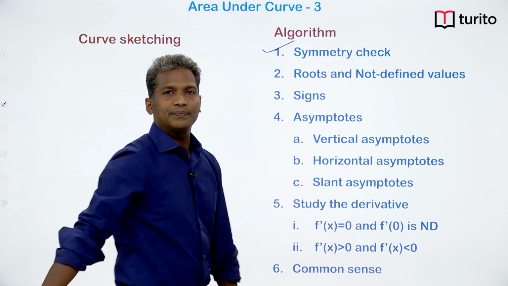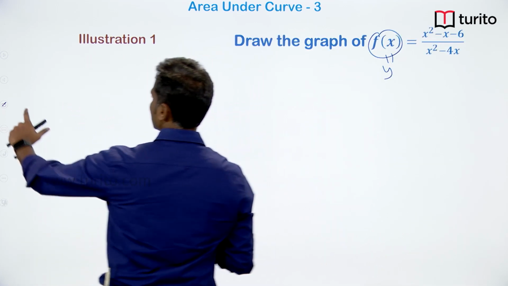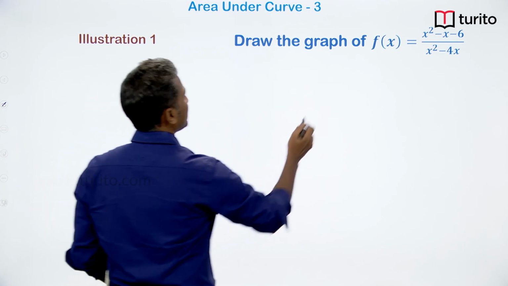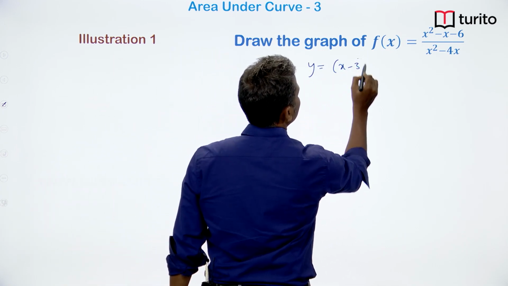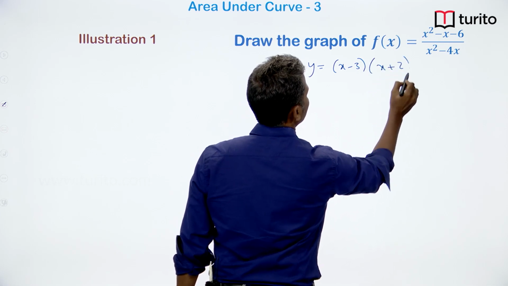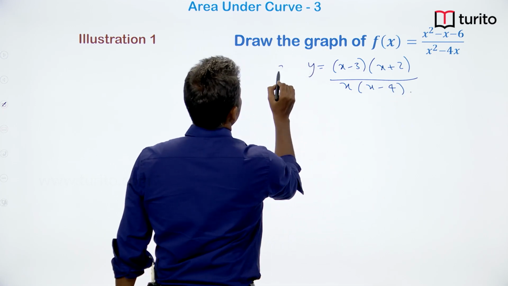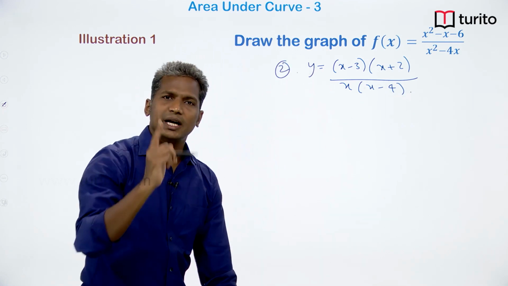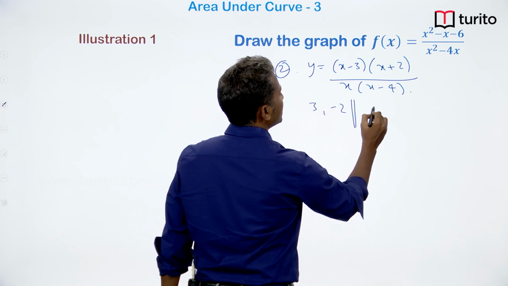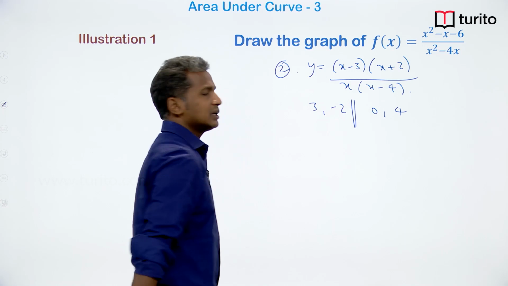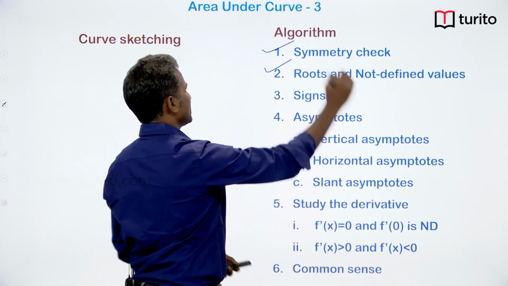Symmetry we have checked. Now, let us check roots and not defined values. When I factorize this, I am getting y equal to x minus 3 into x plus 2 divided by x into x minus 4. So, this is my second step. I got 3 and minus 2 as the roots. These are the roots, and 0 and 4 are the not defined values. So, I have got the second step.